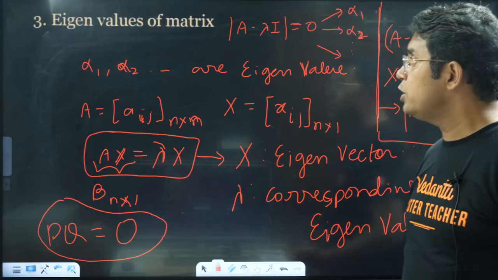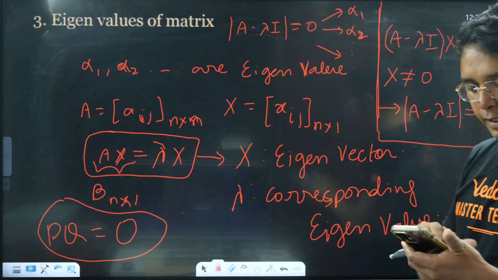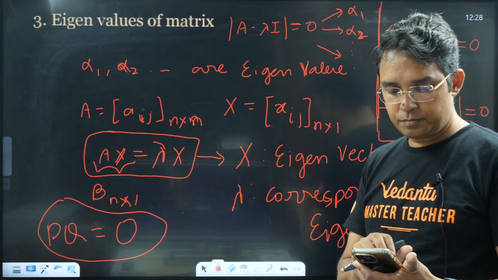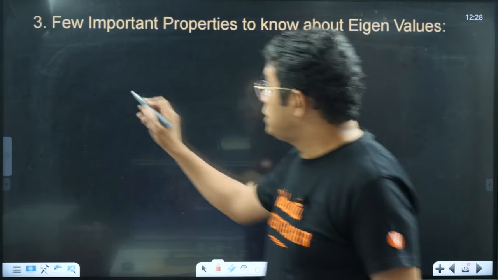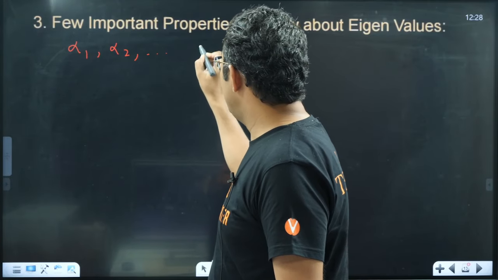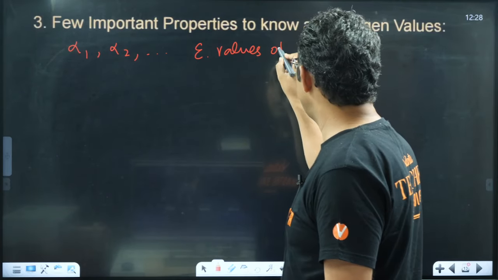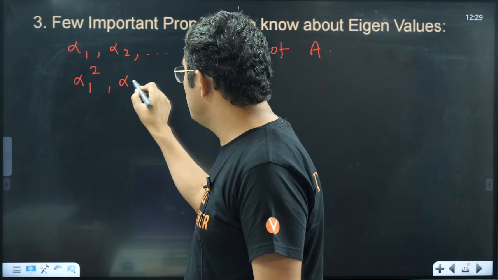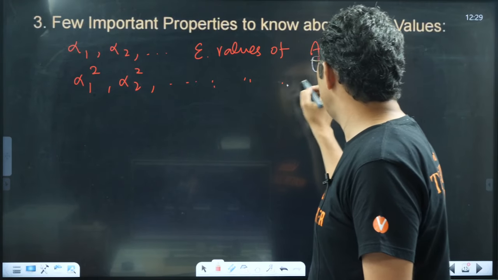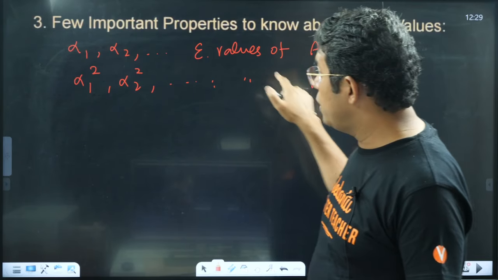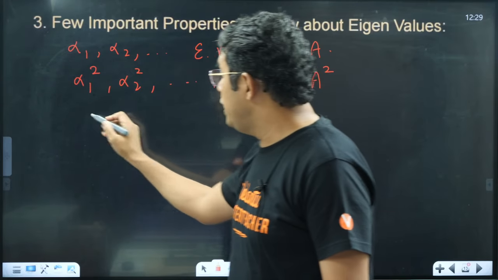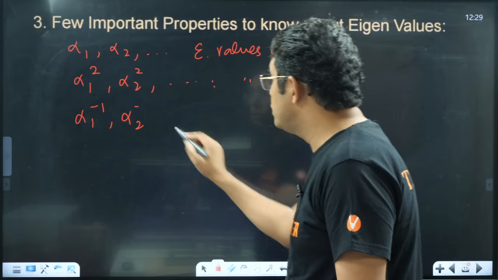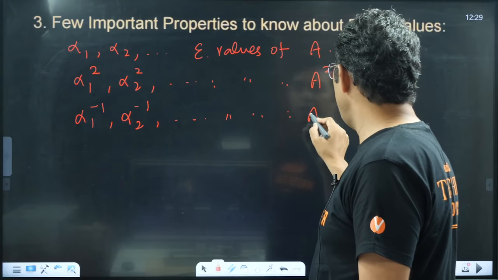Now what is the advantage of these eigenvalues? Let's see. But for that we need to understand a few properties, and they are very simple properties, just like the transformations in quadratic equations. First, suppose alpha 1, alpha 2 and so on are eigenvalues of a matrix A. Then alpha 1 squared, alpha 2 squared and so on are eigenvalues of A square. If you take power minus 1, alpha 1 to the minus 1, alpha 2 to the minus 1 and so on, they will be eigenvalues of A inverse.